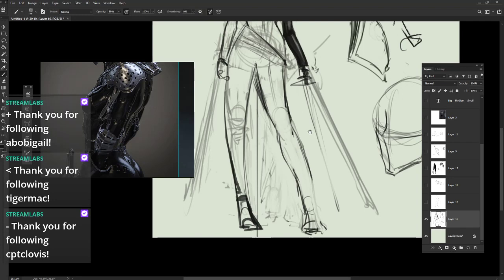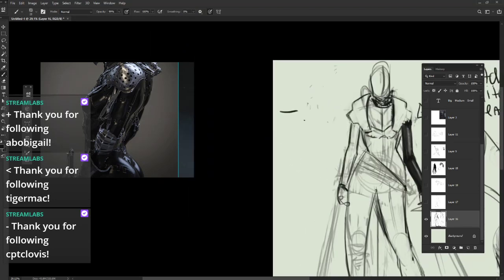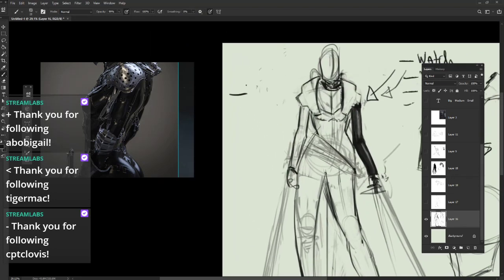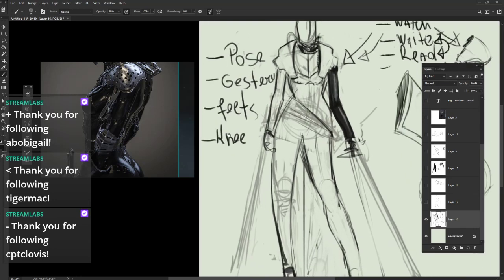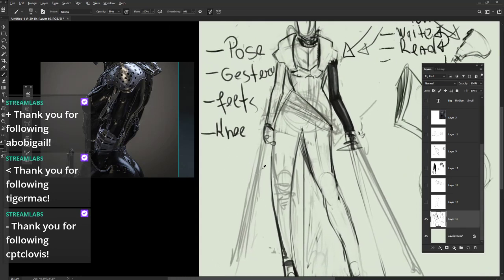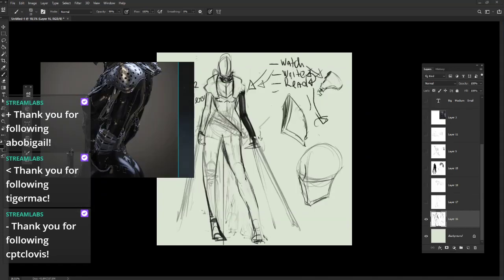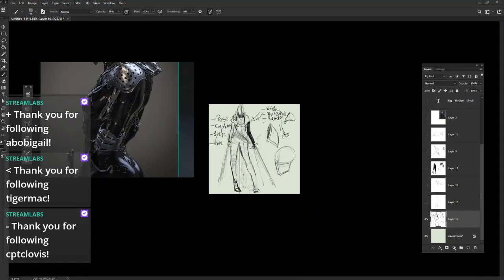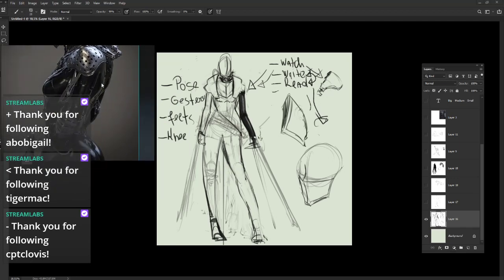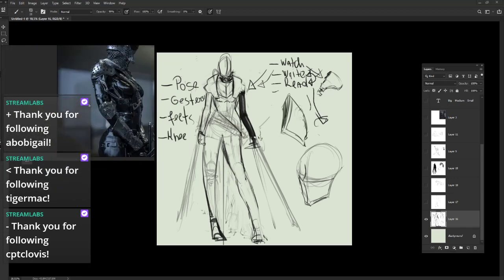But yeah, now I can write down on my list different types of poses. Gesture, feet, knees. This is the thing I need to study now. Yes, there's a theme going on. What should I do now?